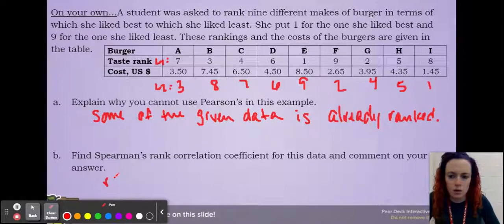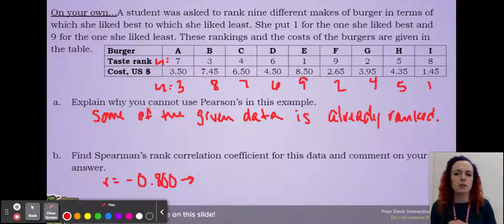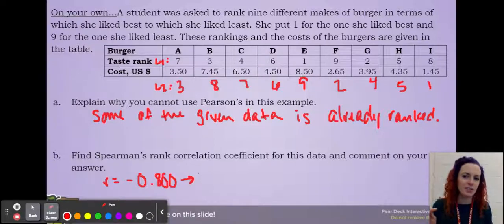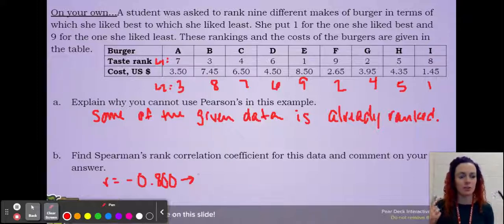All right, so I have my data ranked. When I put that into my calculator and get my r value, I get negative 0.800 to 3 sig figs. So what that tells me, and you need to remember how she ranked these: she put a 1 for the one she liked the best and a 9 for the one she liked the least. As the ranked number increases, the cost of the burger decreases. So what that means is, as the burger taste went down, just because of how she ranked them, the cost also went down.